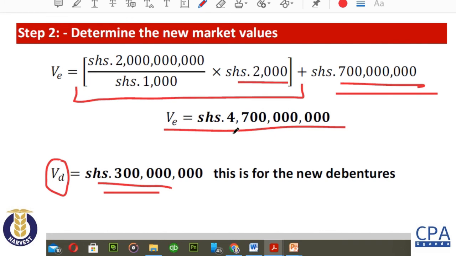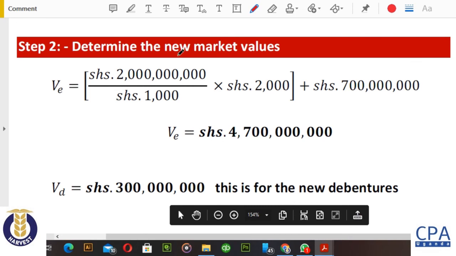We only convert, maybe for those who are asking me why we convert in some cases and in some cases we don't, we only convert if we are moving from book values to market values. You all know that book values are historical in nature. Market values are current.